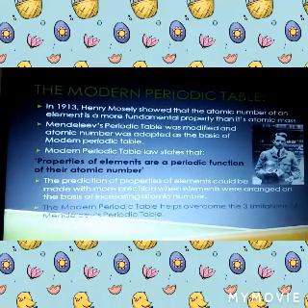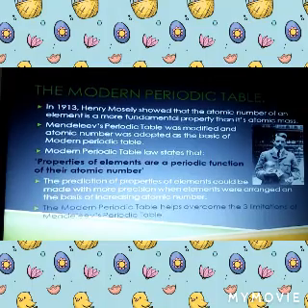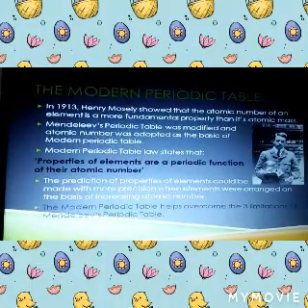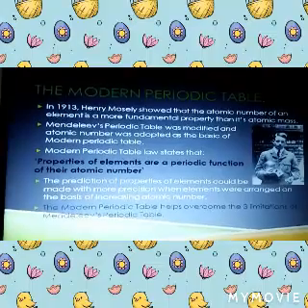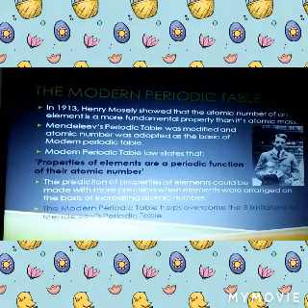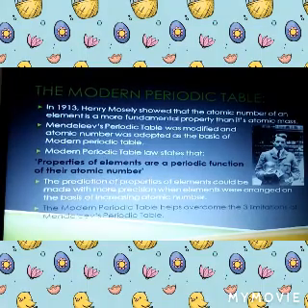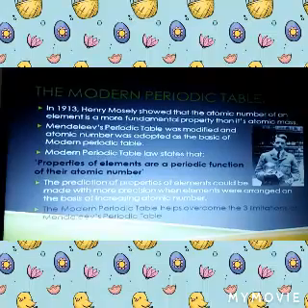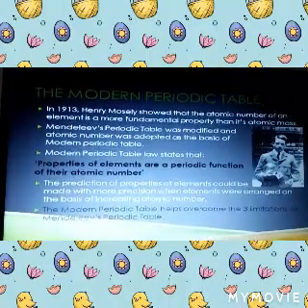The modern periodic law states that properties of elements are a periodic function of their atomic number and not of their atomic mass. The prediction of properties of elements could be made with more precision when elements were arranged on the basis of increasing atomic number. The modern periodic table helps to overcome the limitations of Mendeleev's periodic table.